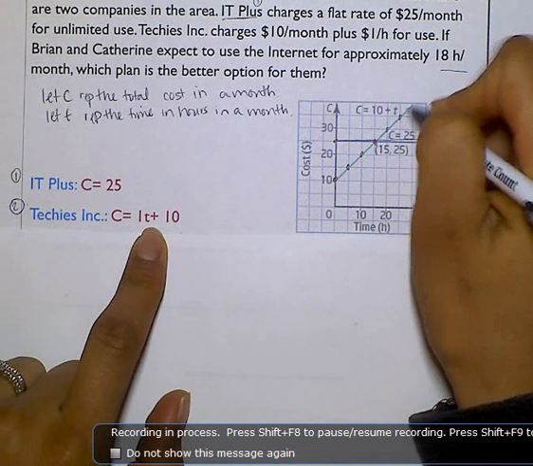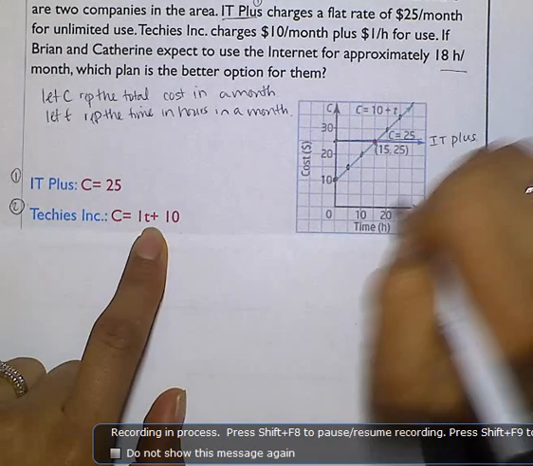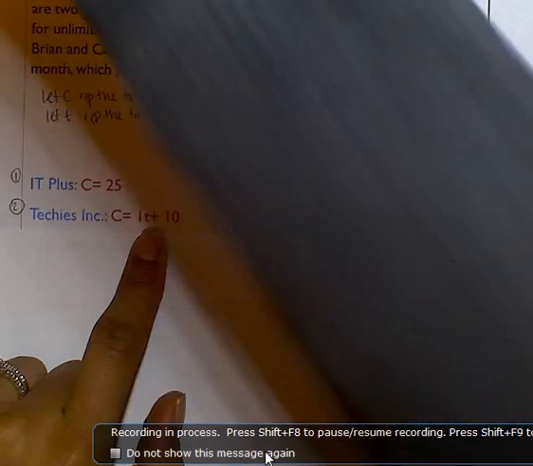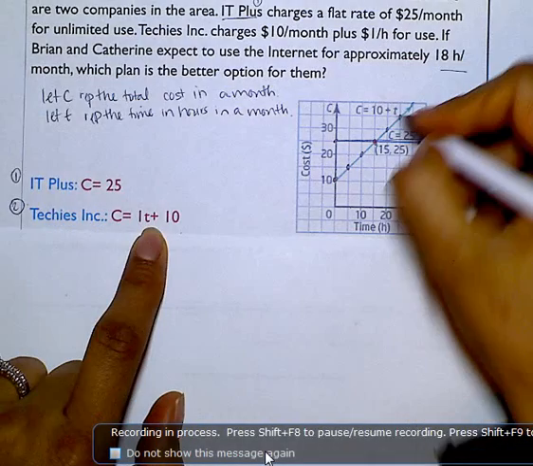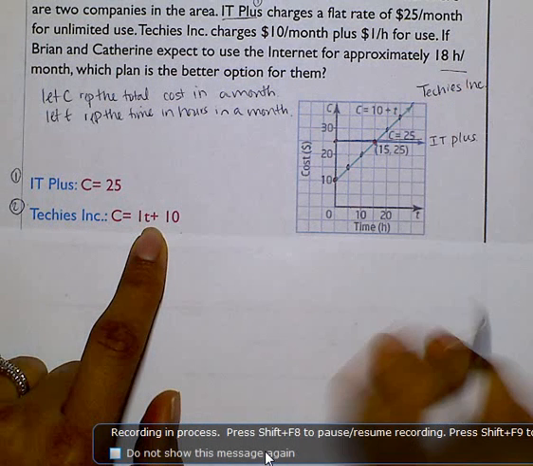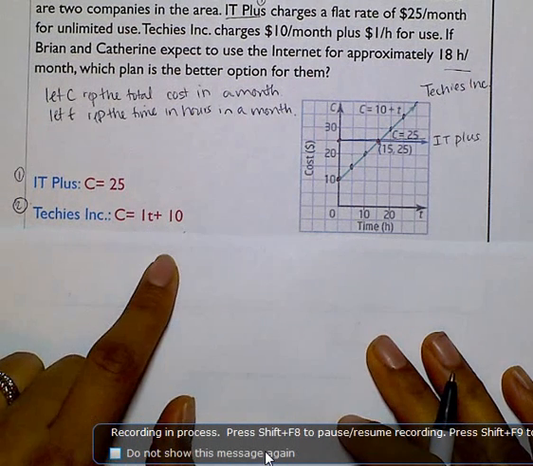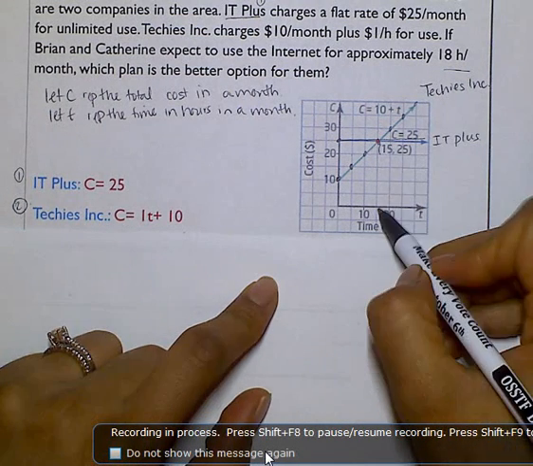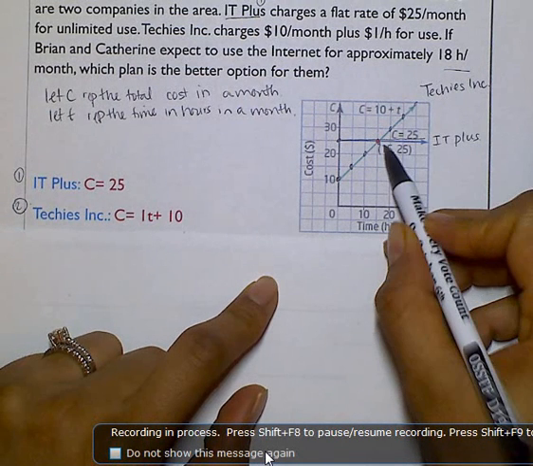So that's for 15 hours, both companies, IT Plus as well as Techies Inc., will charge the same amount, which would be $25. The question here is, Brian and Catherine expect to use the internet for approximately 18 hours a month. So which plan is a better option for them? So 18 hours is approximately right there.